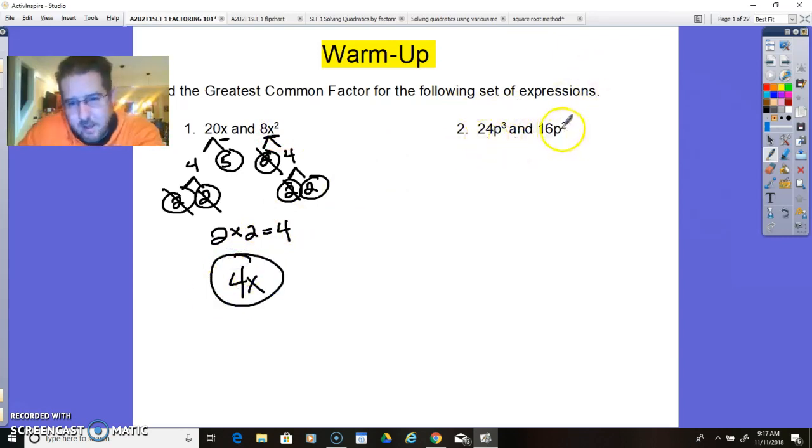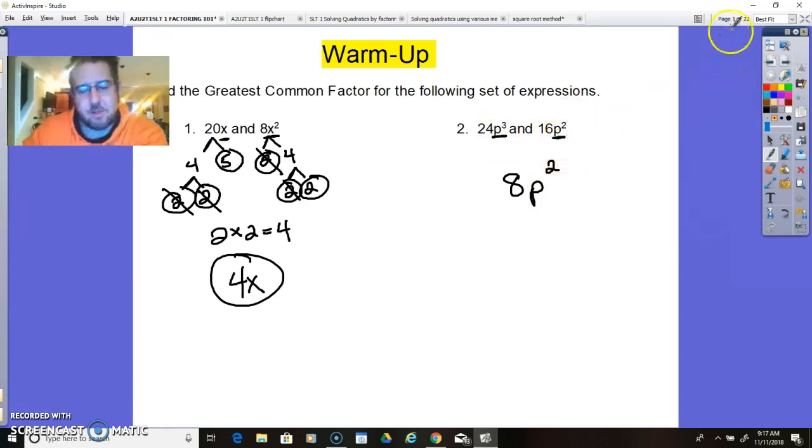Now 24 and 16 can both be divided by 8. 8 goes into 16 twice, 8 goes into 24 3 times, so the answer is 8p squared. And the reason why it's p squared is because there's 3 p's here and 2 p's here. There's at least 2 p's in both expressions. So there's your answer there.